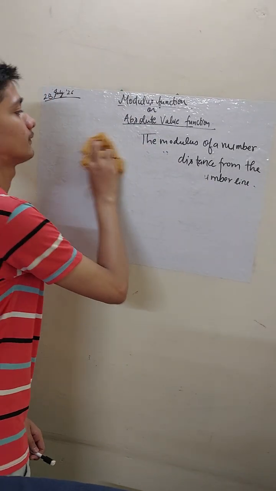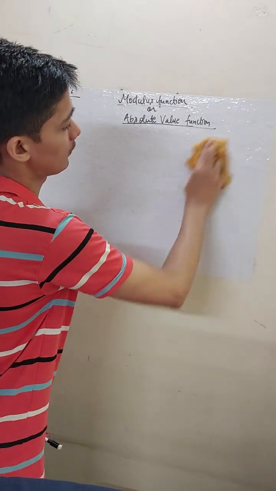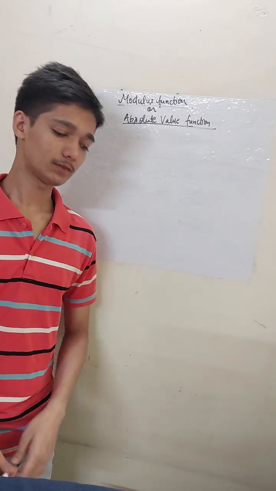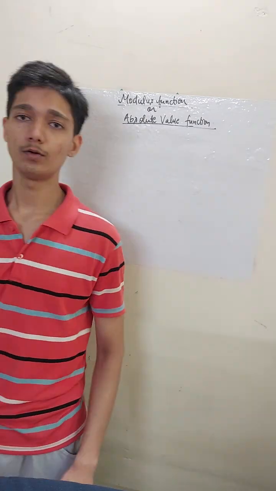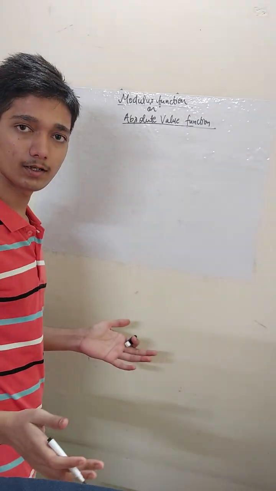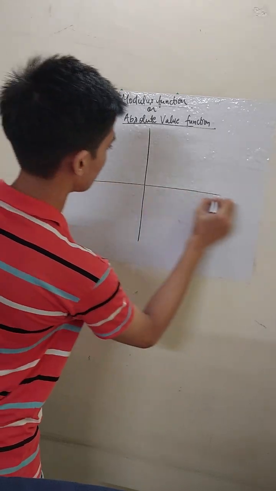move to the graphical properties of this function. So let's draw the graph of this function. The graph of this function looks like this, V. It has a V-shaped graph which looks like this.